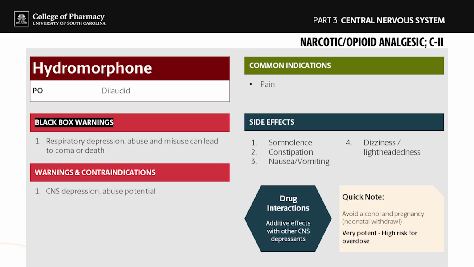Another narcotic opioid analgesic, class 2, is hydromorphone, the generic name for the brand name Dilaudid. Now, you might notice that hydromorphone and morphine have similar roots, and they do. Hydromorphone is more powerful, stronger than morphine. It has the same side effects as the morphine, but it also can cause respiratory depression, coma, or death, so you've got to be very careful to let your patients know this. It is very potent and very powerful. It really lends itself to a high risk for overdose.